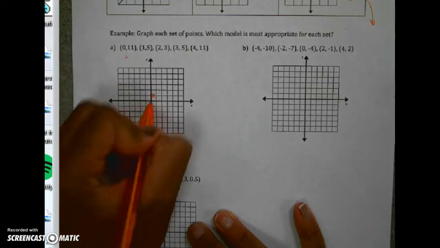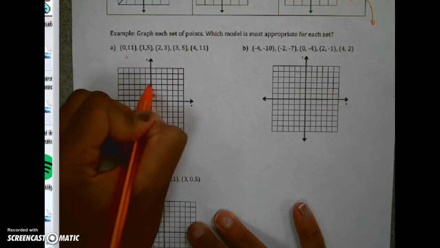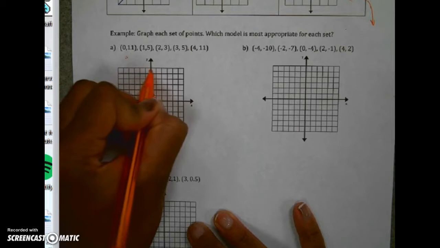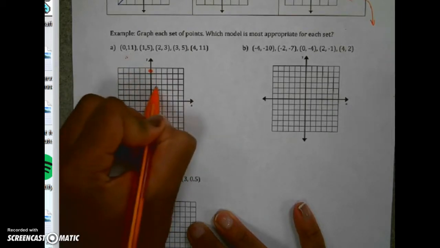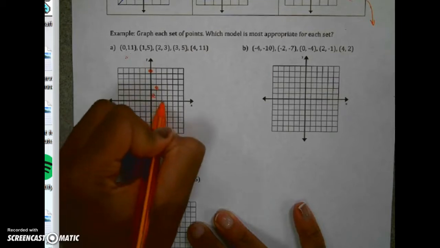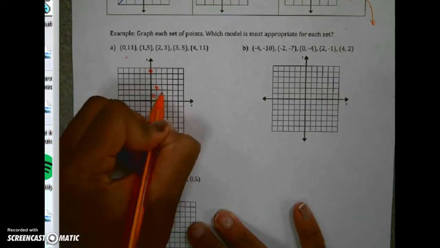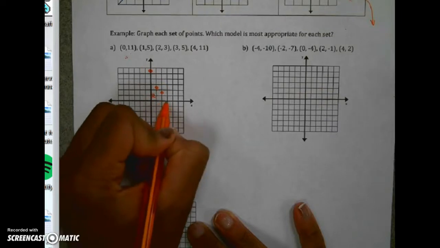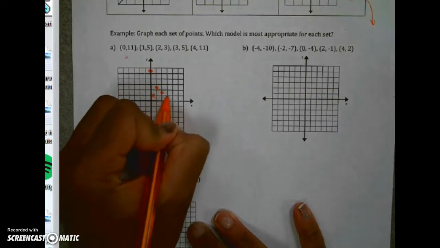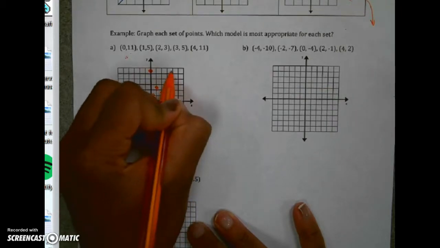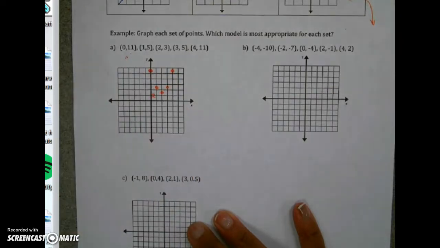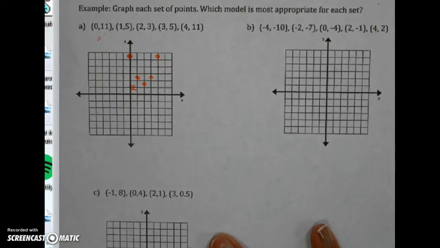So for 0, it's going to go 2, 4, 6, 8, 10, 11. So graph each of these. You don't have to really wait for me. And then we have 4, 2, 4, 6, 8, 10, 11. So I'm looking at that, and what does it look like to you? Hopefully it looks like the same thing that it looks like to me, which would be quadratic.